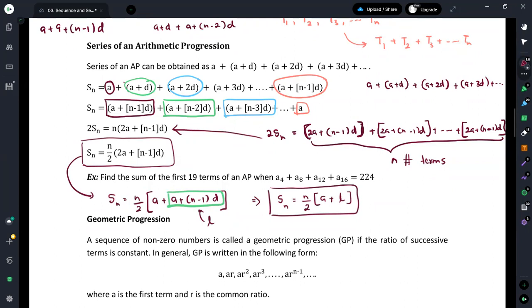Now we'll discuss an example related to obtaining the sum of an arithmetic progression. Here we are asked to find the summation of the first 19 terms, and it is given that a4 plus a8 plus a12 plus a16 is equal to 224. This is the question that they have given for us, and we need to find a suitable answer for this summation.